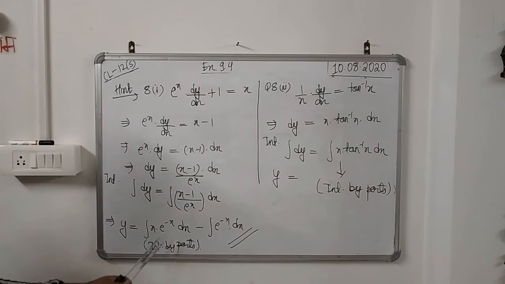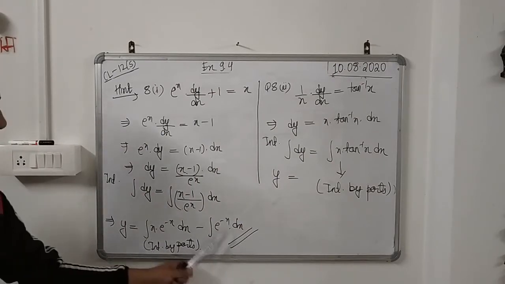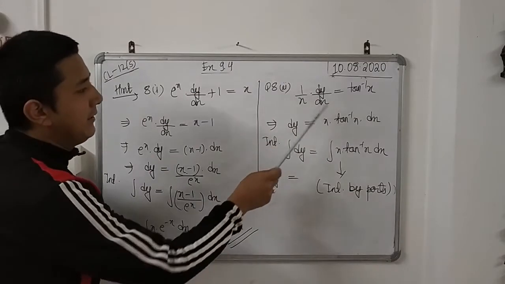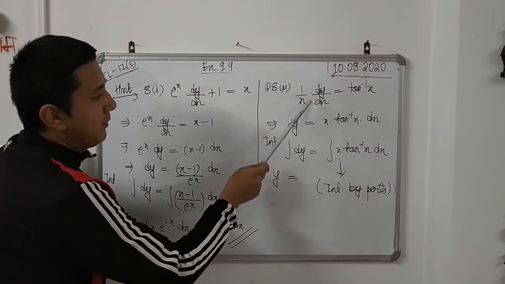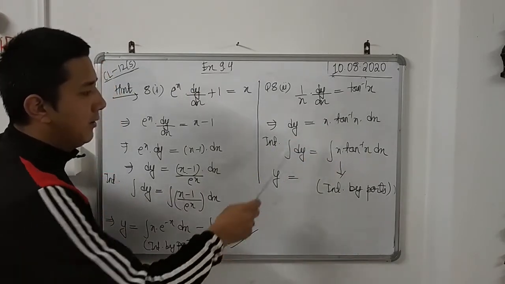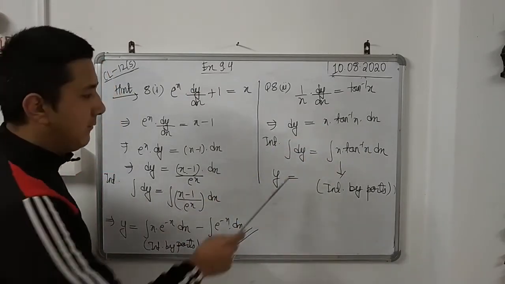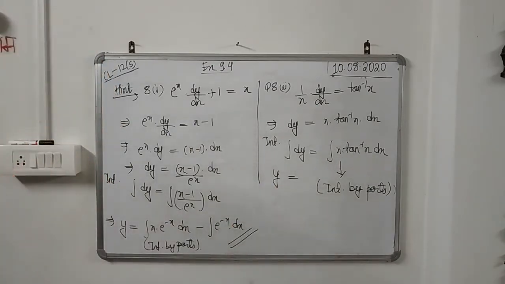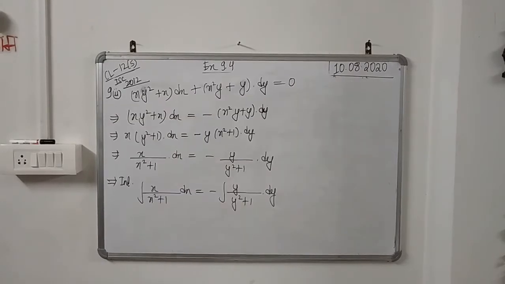So this part you have to do integration by parts, and this you know how to do. Same thing goes out here. dy by dx is equal to x tan inverse x, because cross multiplication gives x tan inverse x into dx, separated. Take the integration sign, this is y, and here you have to use integration by parts. Okay, so please pause the video and note it down.